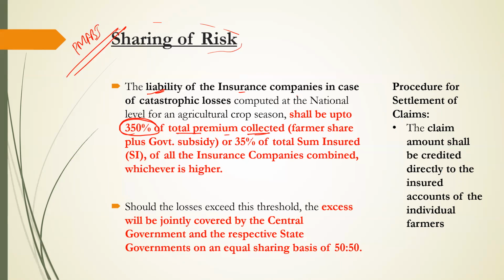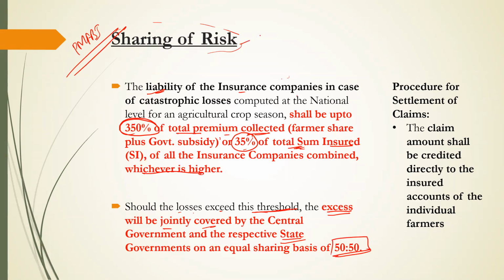Okay, or 35% of the total sum insured. So the total premium that they have collected, up to 350% of it, till that damage, the liability is with the insurance company, or 35% of the total sum insured, whichever is higher out of these two. Now after this, should the losses exceed this threshold, the excess will be jointly covered by the central government and the state government on a 50:50 basis.